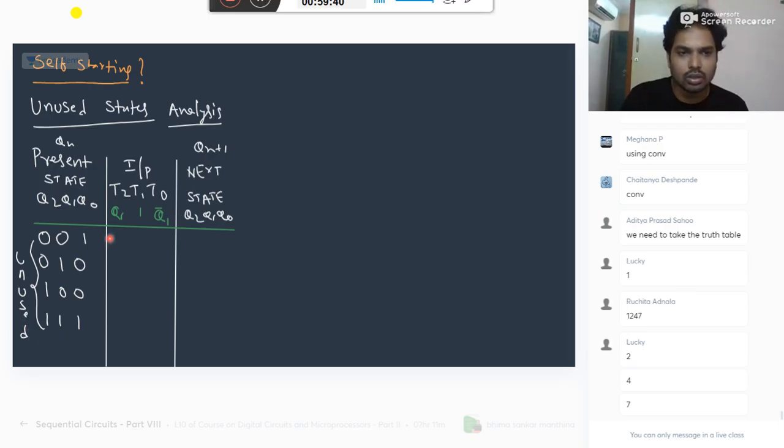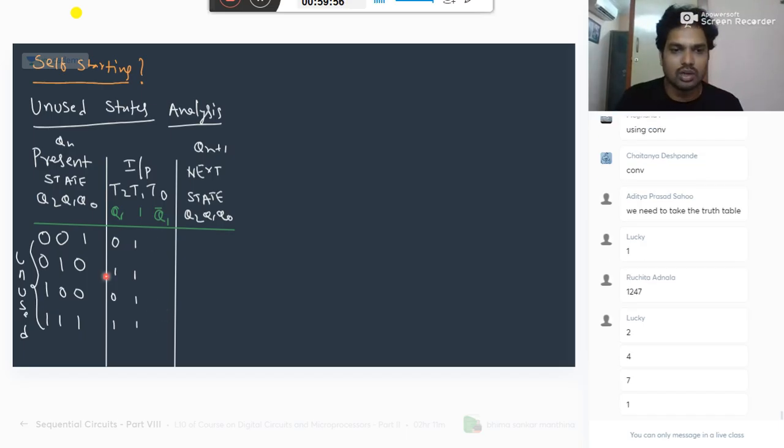Then what is Q1? 0, 1, 0, 1. What is Q1 bar? 0, 1, 0, I'm wrong. Q1 bar will be 1, 0, 1, 0. Now, let me make it in different colors. 0 1 0 1. Now up to this, is it clear, people?